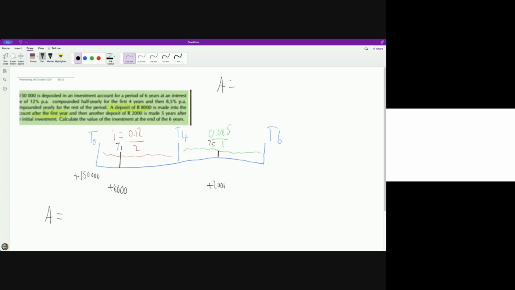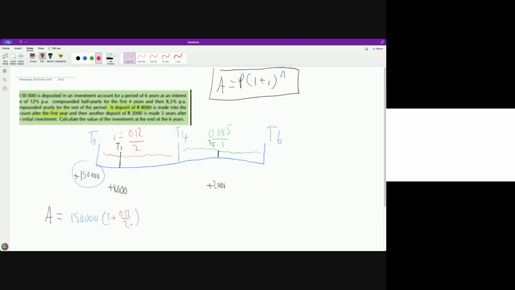Now, these things are all about the compound growth formula. So I'm going to use the compound growth formula. But what I'm going to do is start with just 150,000. And the 150,000 is going to go on a journey for the first 4 years. And the interest rate in those first 4 years is this.